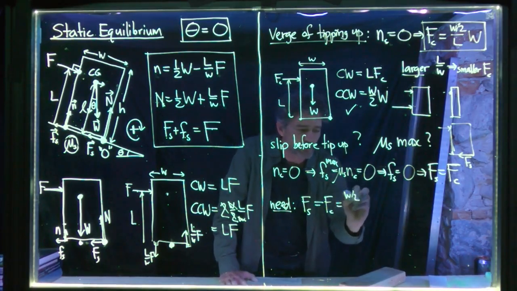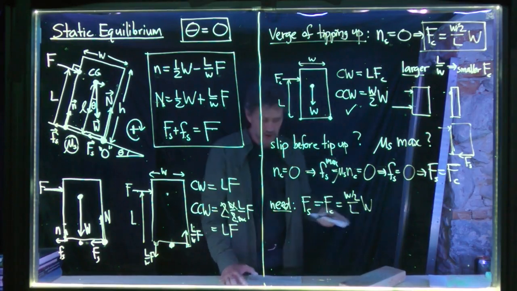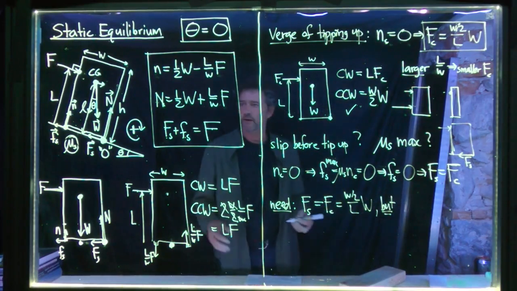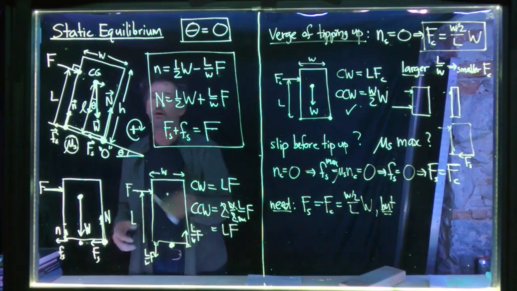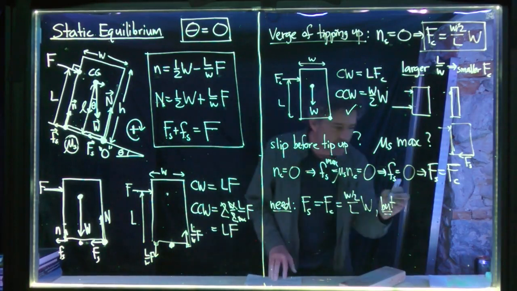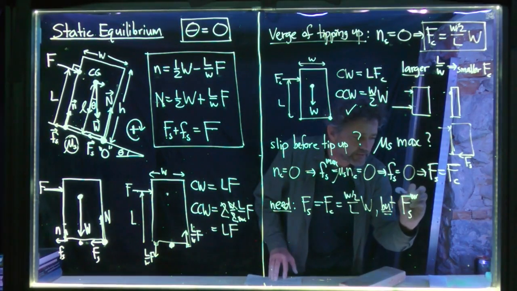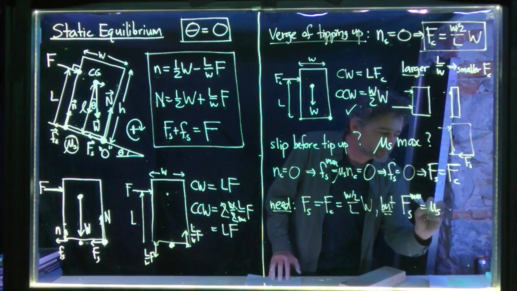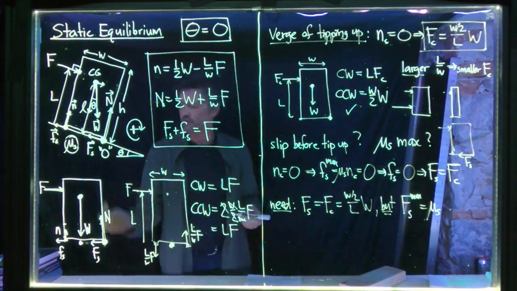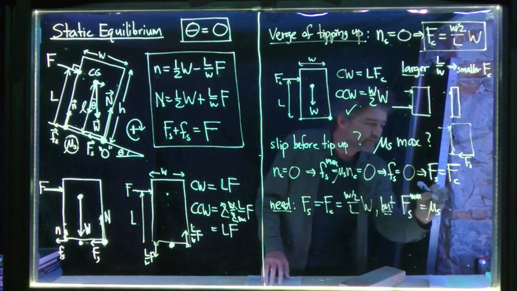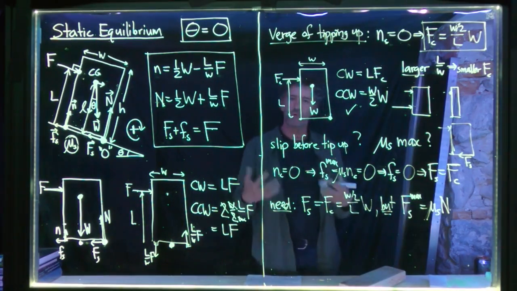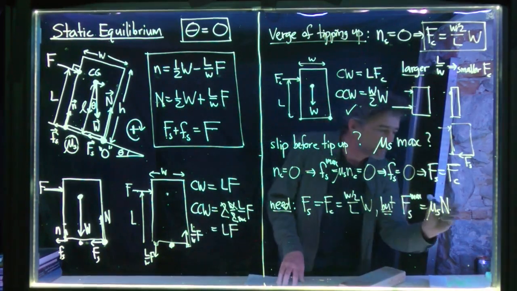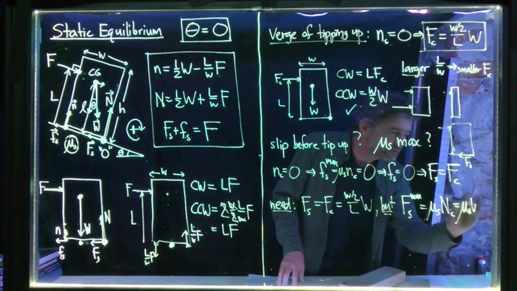So it's W over 2 divided by L times the weight. So we have that. But we also know that the static friction force exerted on the right leg also has a maximum. So we also know that Fs maximum is equal to mu s times the normal force being exerted on the right leg, which in this critical situation is the full weight. So that's mu s times the weight.